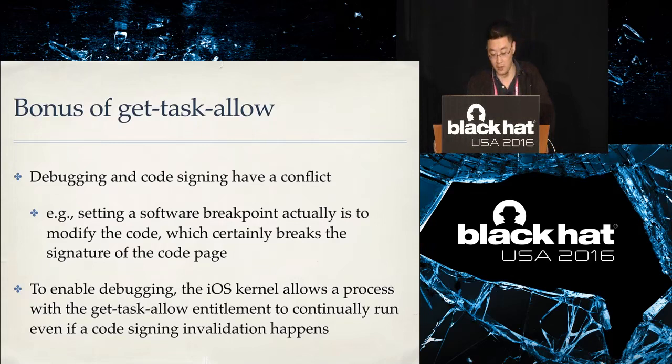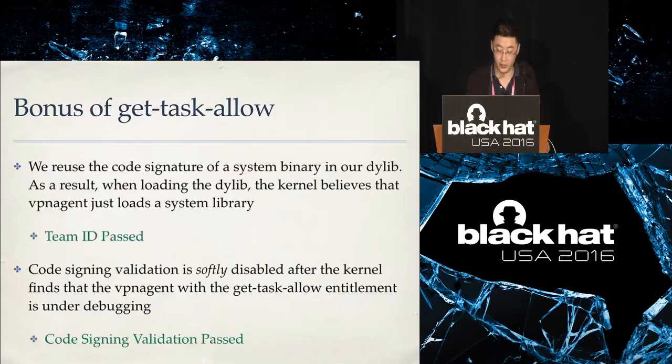So why? Because the iOS kernel will check if a program has the get-task-allow entitlement and the program is being debugged. That means it's a debugging process. And in that case, even if code signature invalidation happens, the kernel won't kill the program. Rather, it will allow the program to continue to run. So now we have a way.